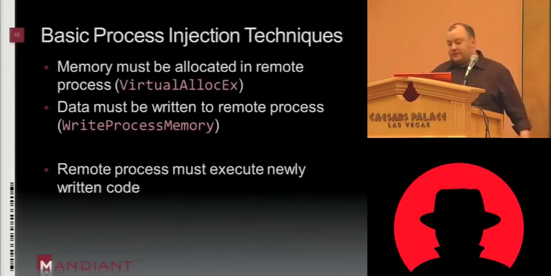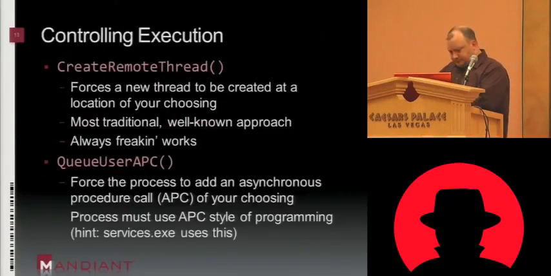Well, the first thing you have to do in your process injecting is allocate memory in the process, then you have to write your data over there with these two function calls normally. Getting the code to execute, there's a couple different methods for it. The first most common one is CreateRemoteThread. This will basically force another process to start executing at a location of your choosing.